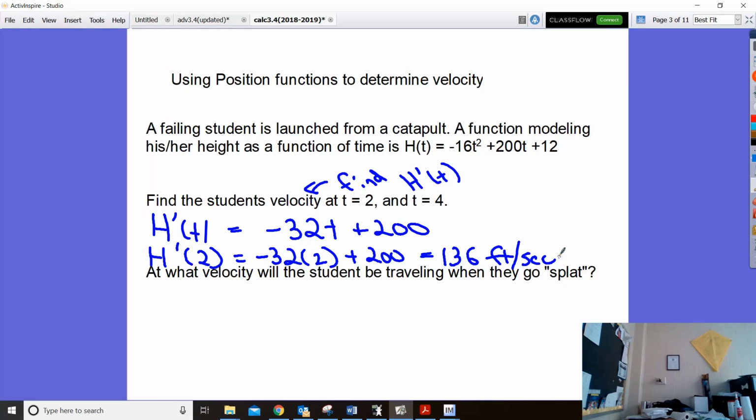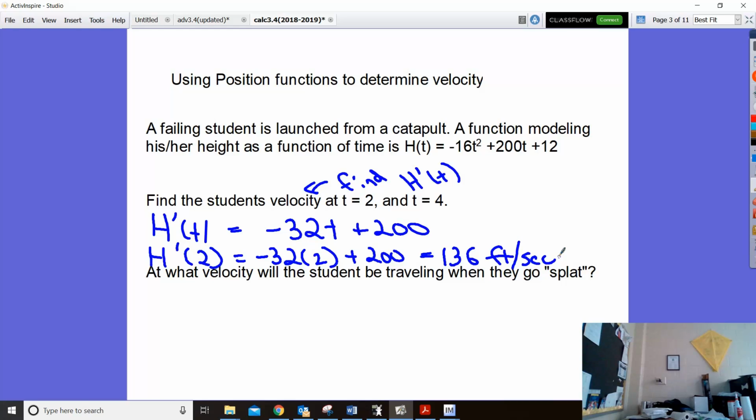I didn't write down our actual function, but time here is in seconds, not minutes or hours. Could you imagine a 2-hour catapult ride? It's in seconds. And the function, when I was talking about it, 200 feet per second is acceleration, so this is feet per second.